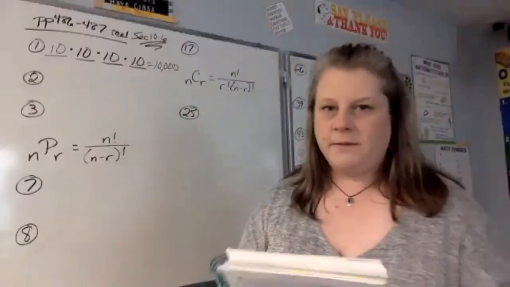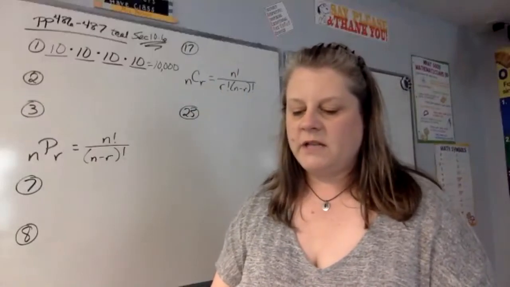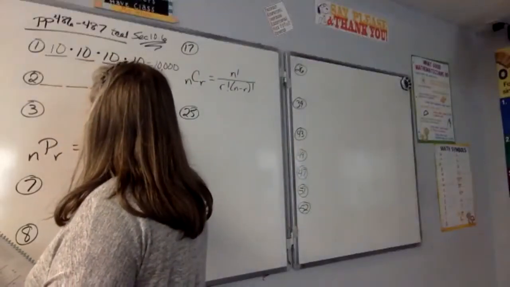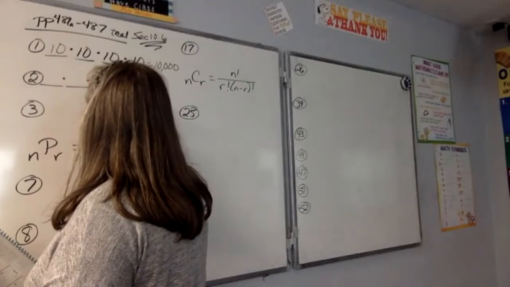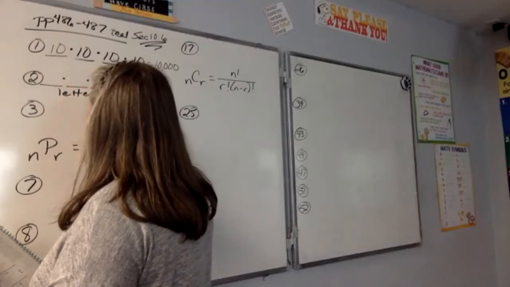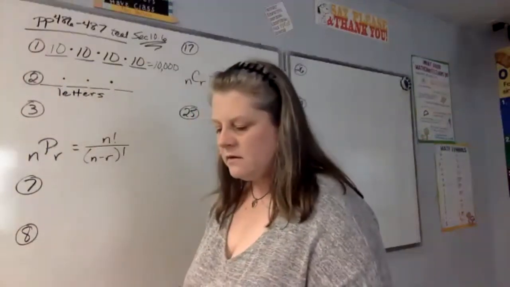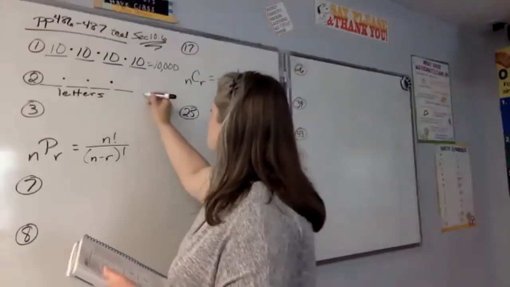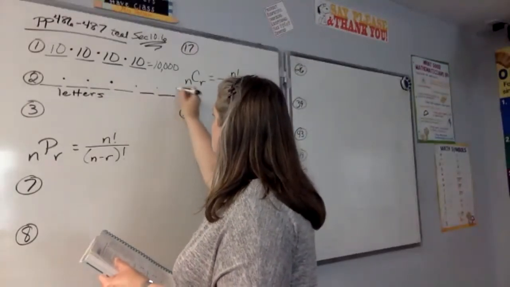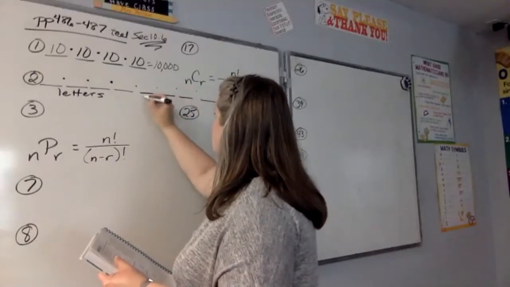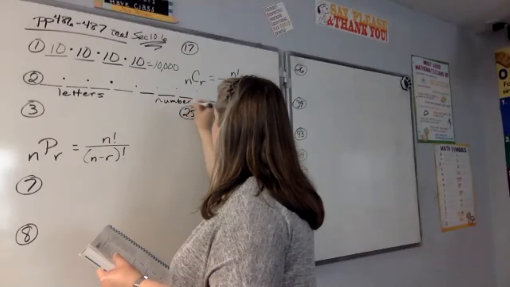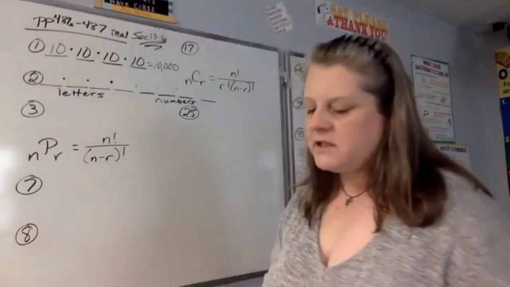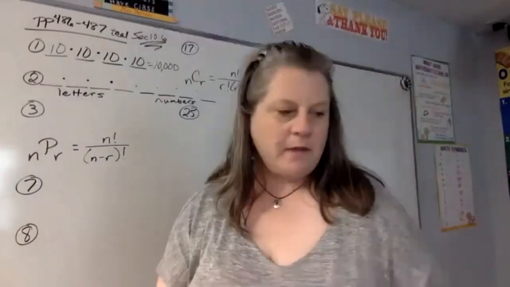Number 2, let's read that one. It says the electronic lock to a particular safe uses 4 letters. So we have 4 letters to start with. Okay. So these are all letters. And then it says followed by 4 numbers. And these are all numbers. Okay. So the first 4 are letters and the second 4 are numbers. Assuming that the letters and the numbers can be repeated, how many different passwords are possible?